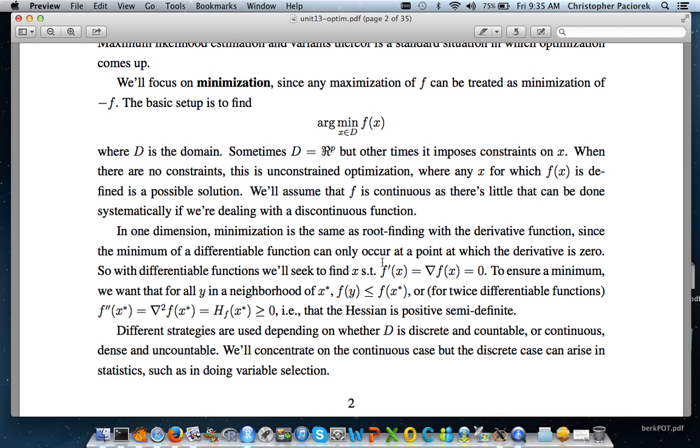So let's start talking about methods for doing this. And we're going to start in one dimension, and the reason is that often we're not working with a function that's just a function of a single scalar argument. But it helps to get us some intuition for this idea of searching through the space.